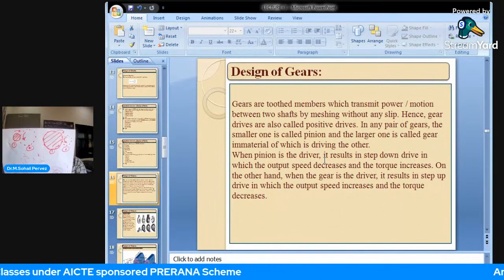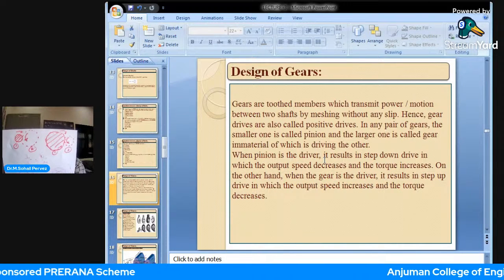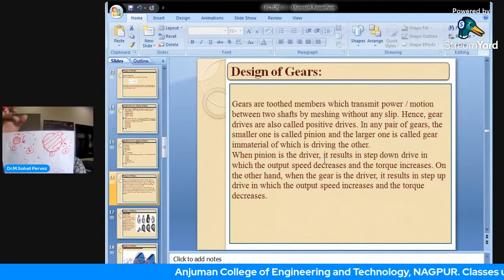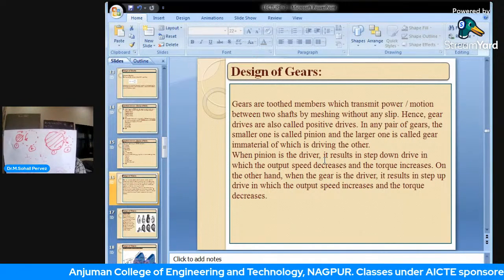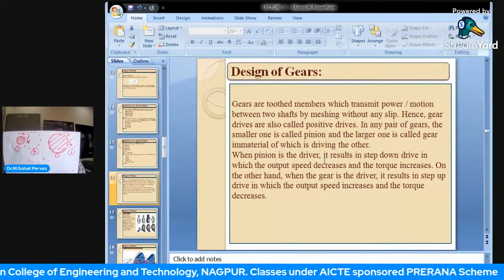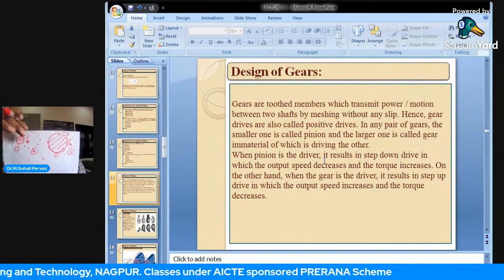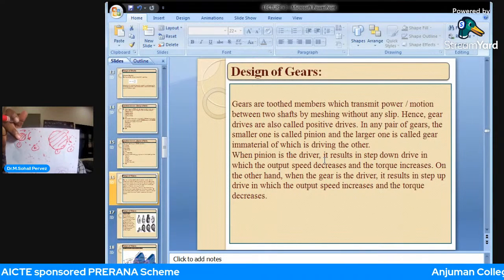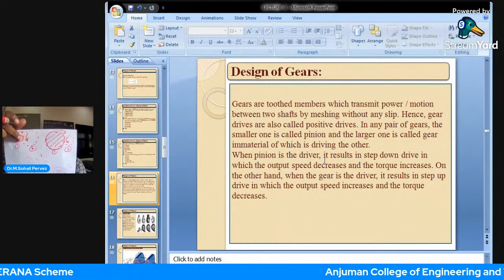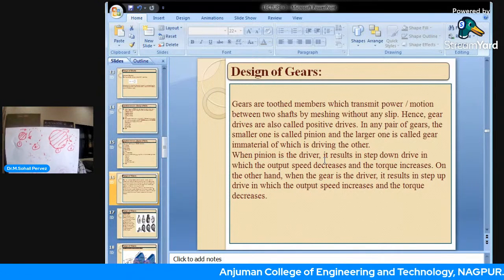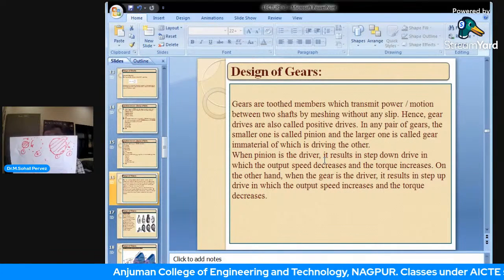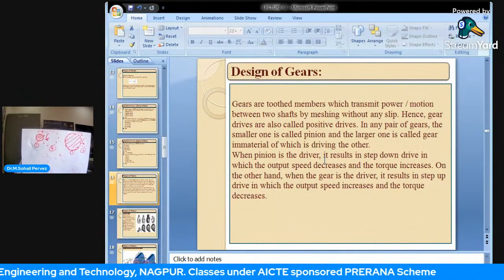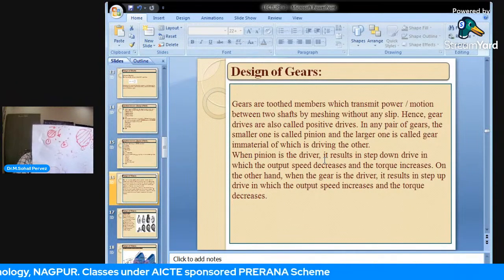Say for example, the ratio of the number of teeth, or the pitch circle diameter, or simply the diameter, is say 50 mm, then the larger one is 200. The ratio is 4. So when this is rotating at 100 rpm, it will rotate at 25 rpm. Because when the smaller one completes one rotation, the larger one completes 1/4 of the rotation of the smaller wheel, and hence it is called a step down drive.